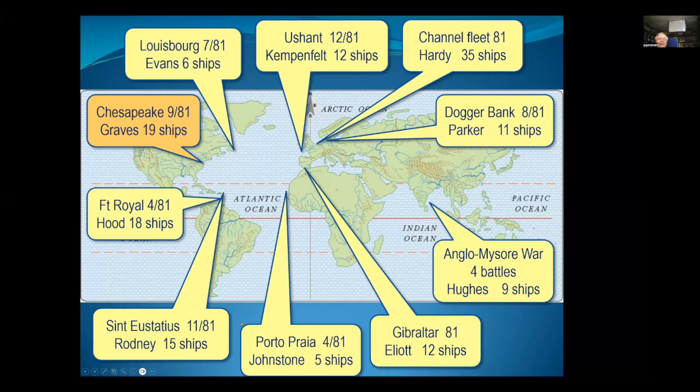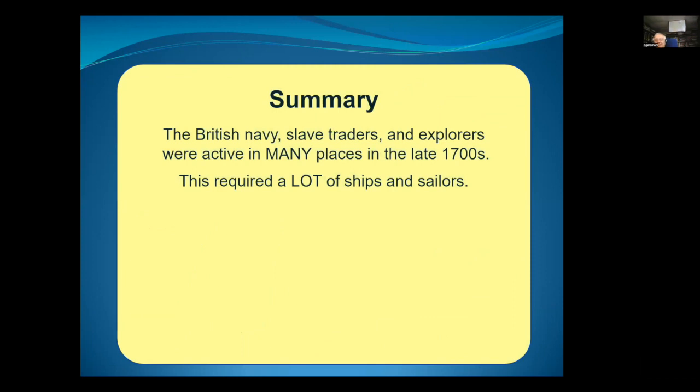And these were sailing ships. So there is absolutely no way that Graves is going to get 19 ships down to St. Eustatius in 2 months. It's just not going to happen. The British actually had something like 105 ships of the line. Okay, let's just jump to the summary. The British Navy and a couple dozen slave traders and a couple dozen explorers were active in a lot of places in the late 1700s.